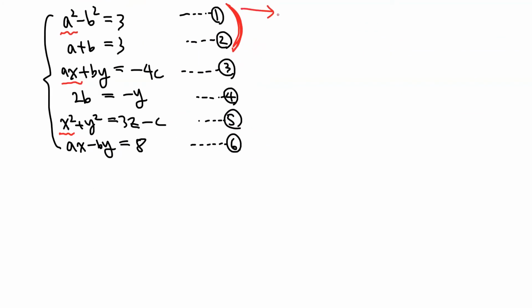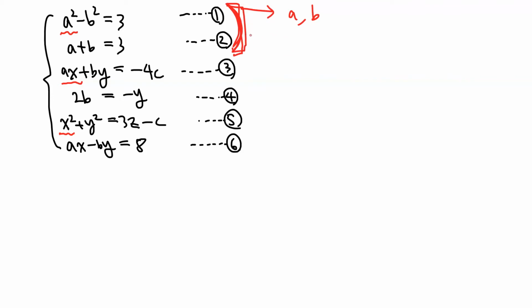Now, if we take a look at the first two equations, you will notice that they contain only a and b. So these two are actually sort of a mini system of equations with two unknowns within this whole large system of equations. And these two equations can be solved in more than one way.